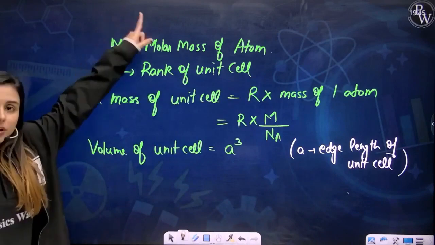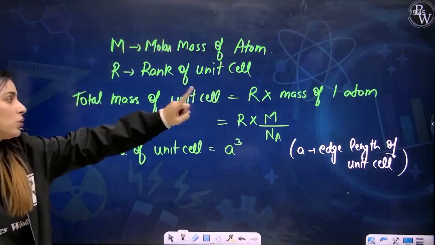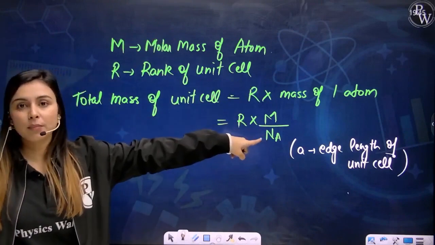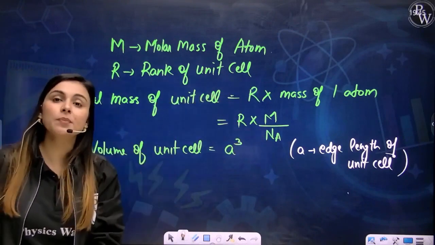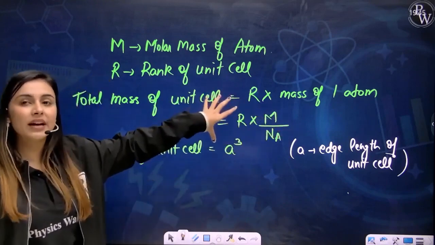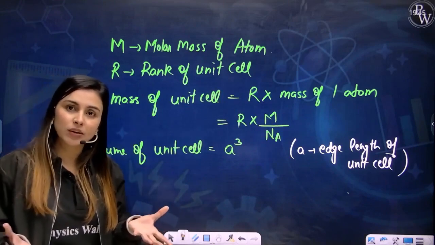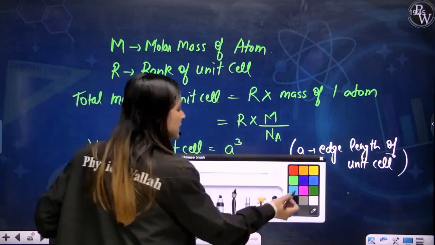We know the molar mass. Molar mass is for Avogadro number of particles. If you want to calculate for one, you'll have to divide the molar mass by Avogadro number. R is the number of atoms actually present in a unit cell. That is the rank. So if I multiply the mass of one atom by the rank, I'll get the total mass of the unit cell, the total mass of all the atoms present in the unit cell. Yes. So now just calculate the density.